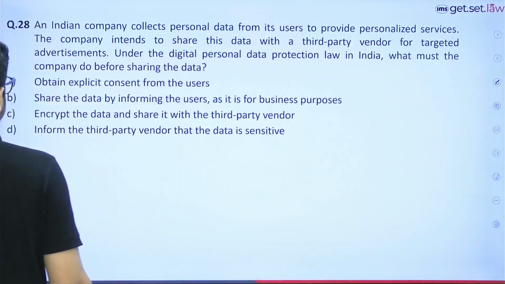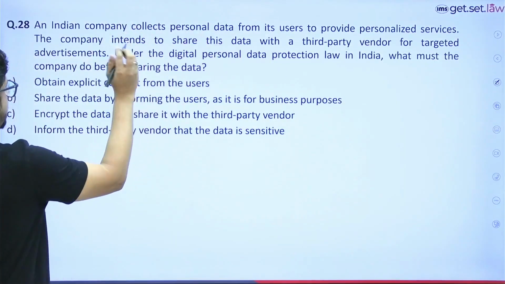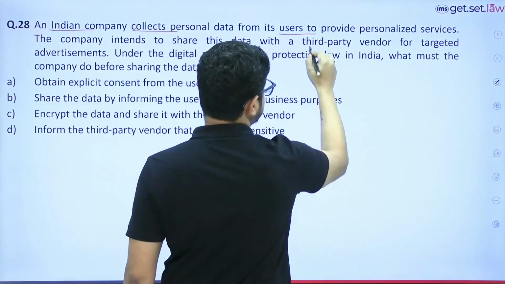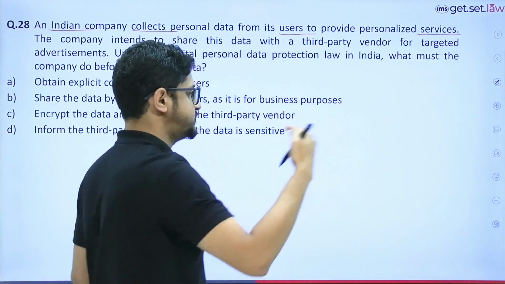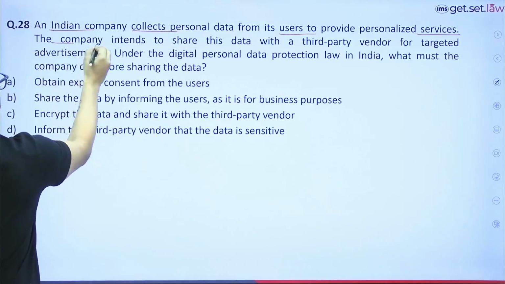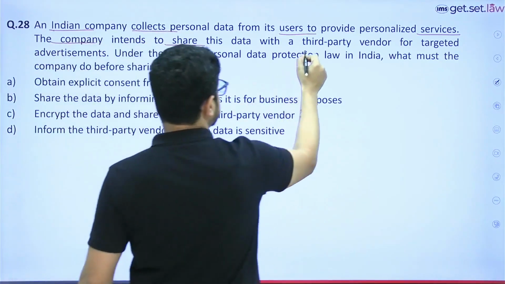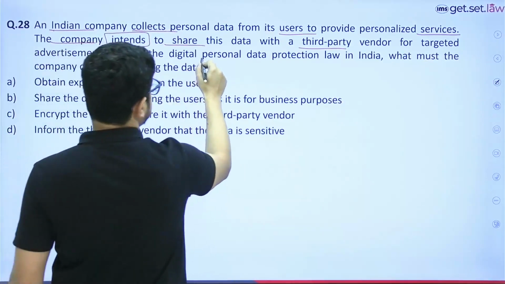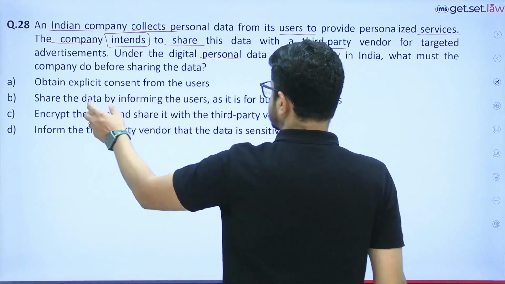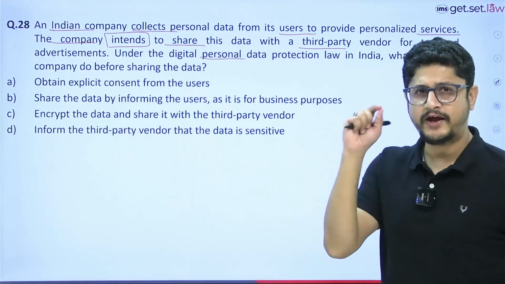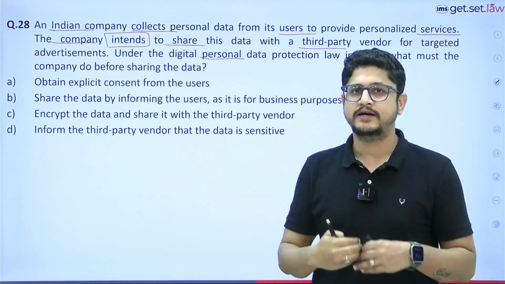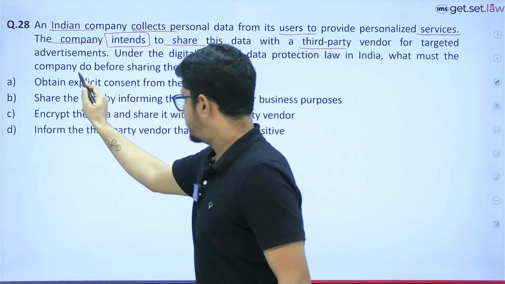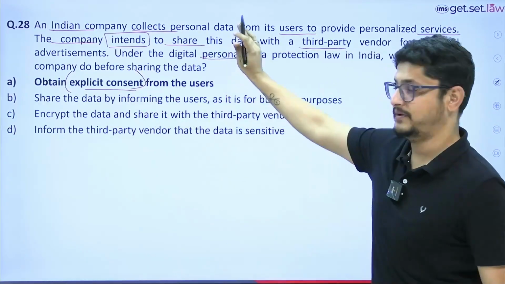Let's move to question number 28, and this is the last five questions. An Indian company collects personal data from its users to provide personalized services. So every company takes data. The company intends to share this data with a third party vendor for targeted advertisement. Under the Digital Personal Data Protection Law in India, what must the company do before sharing the data? Very simple thing. Without my consent, my data can never be given. Which option says that? Yes, getting explicit consent from the users makes it the right option.